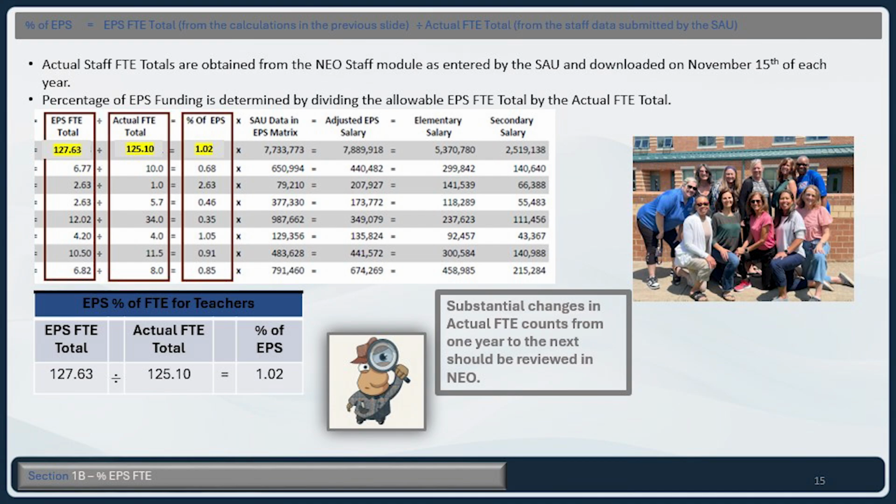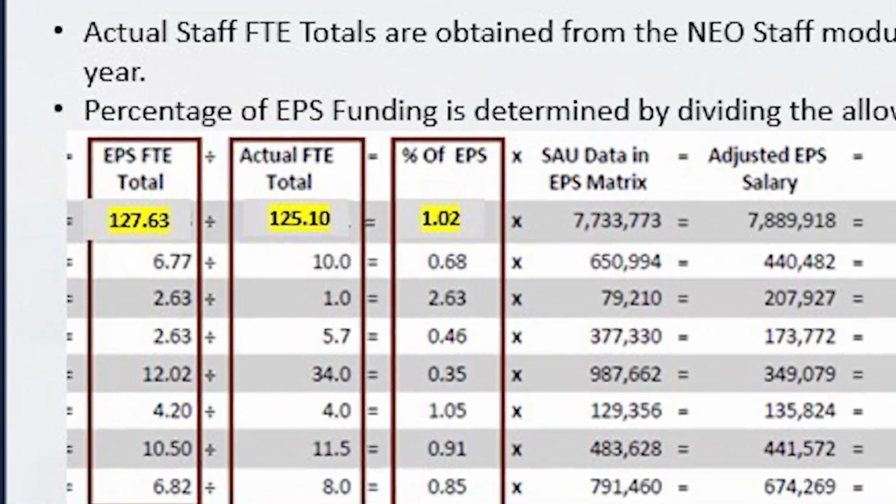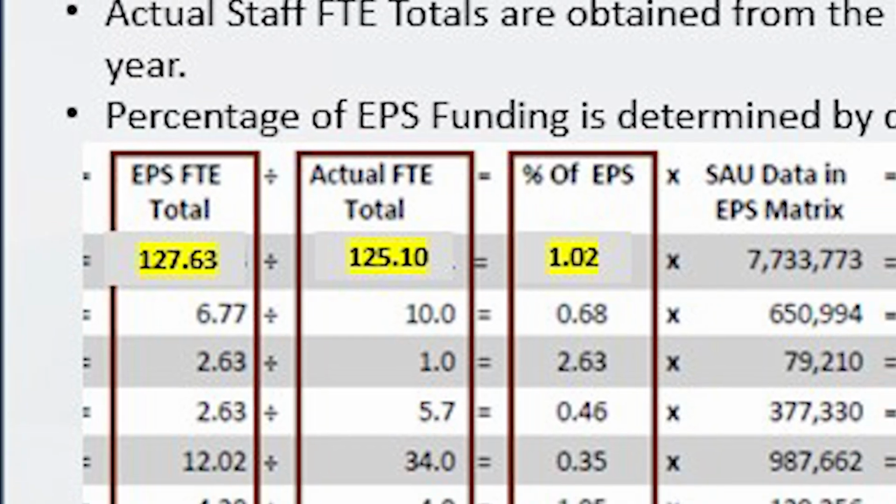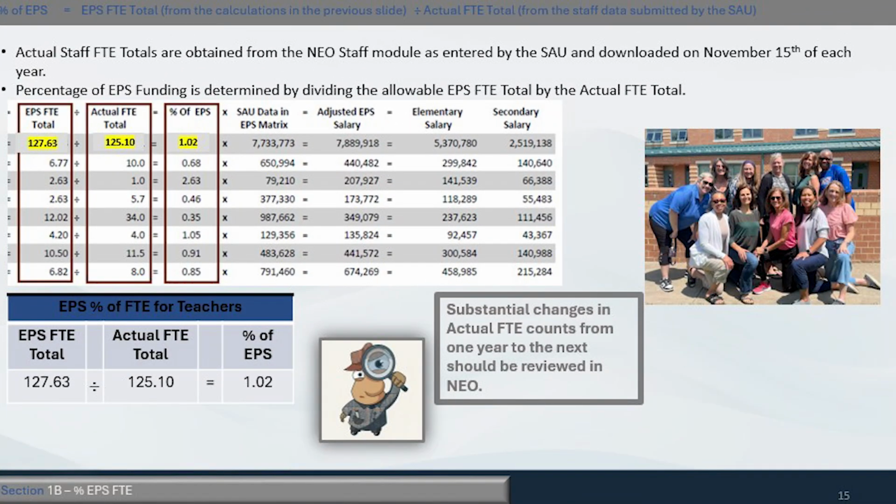Once we have the EPS FTE, we now need to determine what percentage of a salary EPS formula is going to allocate for a cost for regular education. And to find this percentage of a salary amount, we take that EPS FTE, we divide it by an actual FTE, and that actual FTE comes directly from your data. It's the staff data that you submit. We take the staff that has been tagged as regular education and EPS eligible. So we divide the EPS by the actual, and that gives us the percent of EPS that we're going to use. So for this one, we have a 1.02 for teachers.